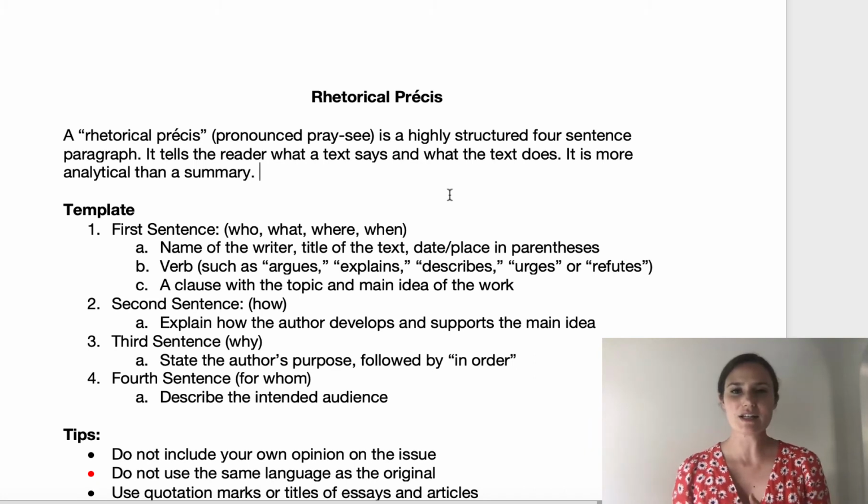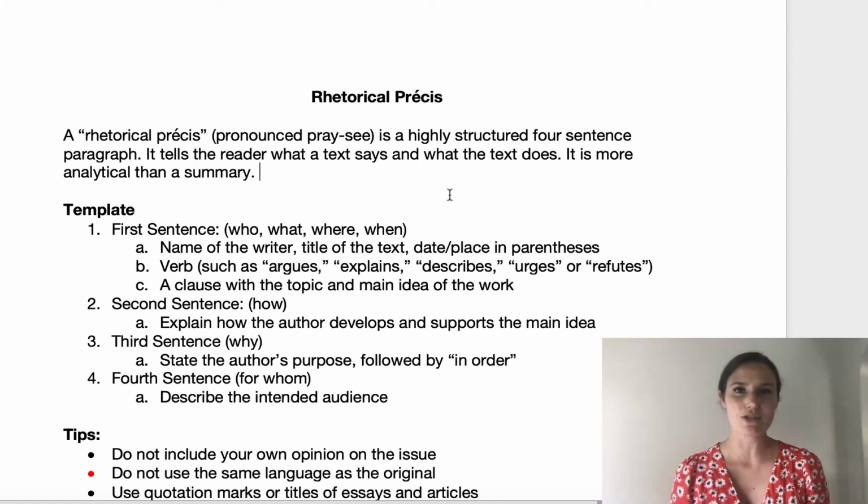Whereas a summary tells you what the text that you're summarizing says, a précis tells you what the text says, but also how it says it, what rhetorical moves the writer is making. It comes from the French word for precise or specific. It's a highly structured 4-sentence paragraph. So it is very formulaic, it is very structured. You could almost do it like a template or like a fill in the blank.